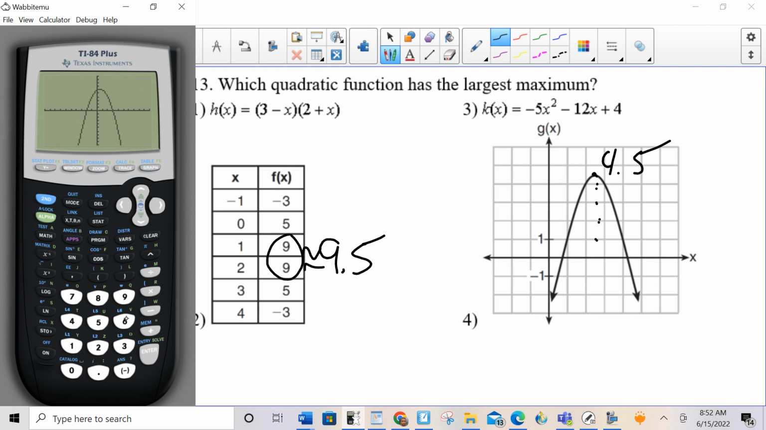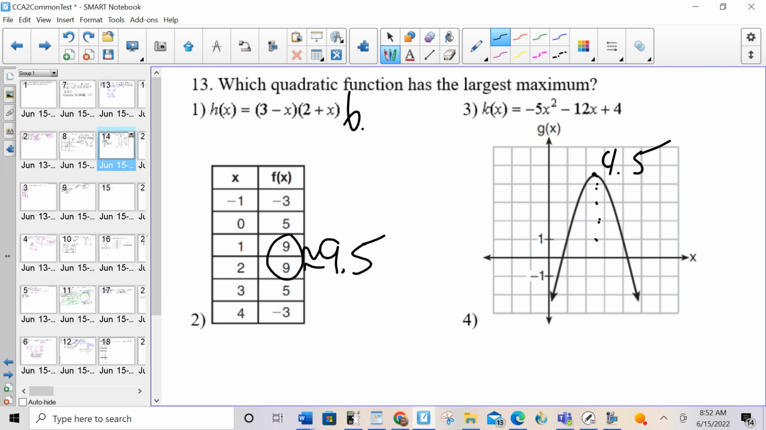If I want to precisely find that point, I mean, looking at that, it looks like 6, but I can hit second trace, option 4, maximum, left bound, I move the cursor to the left of the point I'm trying to find, right bound, I move it to the right of the point I'm trying to find, enter. Again, it's the y coordinate for maximum, 6.25.